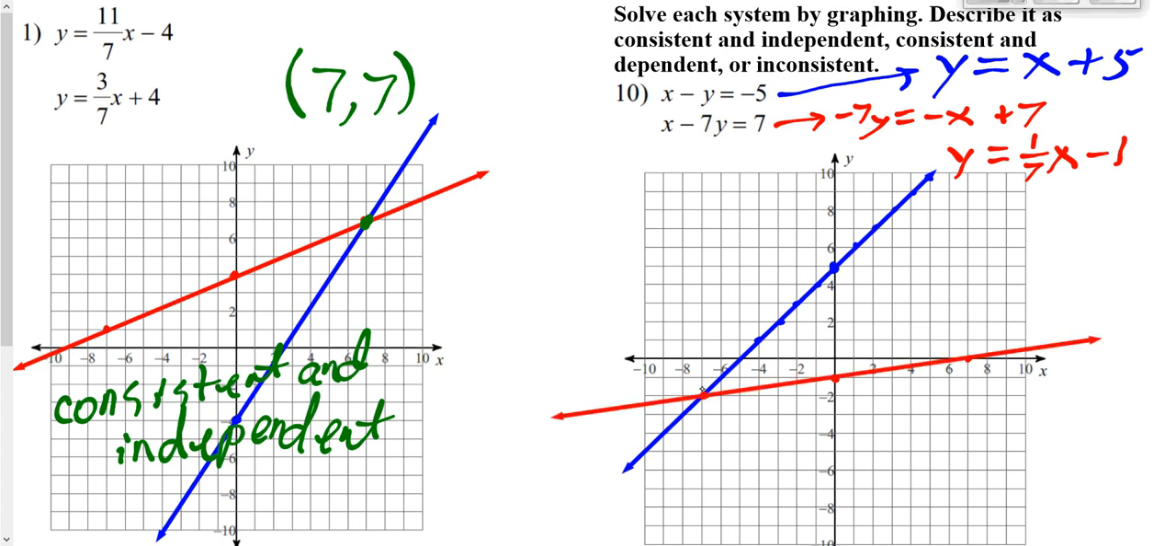Then once again, your answer is where they cross. So you'd write that down, coordinates of a point, left 7, so that's your x, down 2, so that's your y. And since they cross at one point, it's going to be consistent and independent.